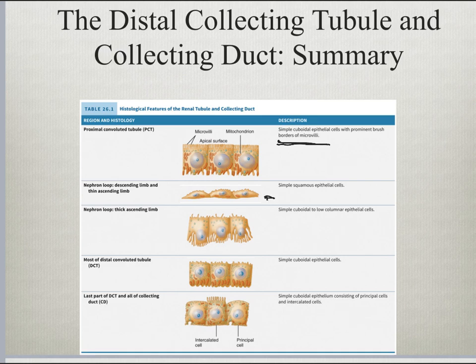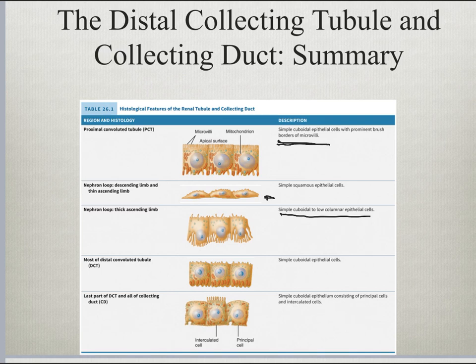The nephron loop, the descending limb and the ascending limb, look at the change. It's a conformational change. We go from cuboidal to simple squamous. We also lose those microvilli, so less reabsorption is occurring here. In the nephron loop, then the thick portion, remember we get thicker, from simple cuboidal epithelium to low columnar epithelium. So we're getting thicker and thicker, again getting to the point where we're going to line this with the glycoprotein to block water reabsorption altogether.